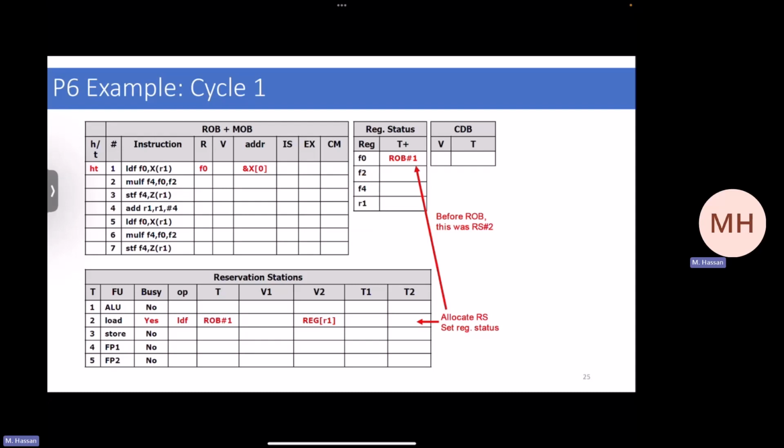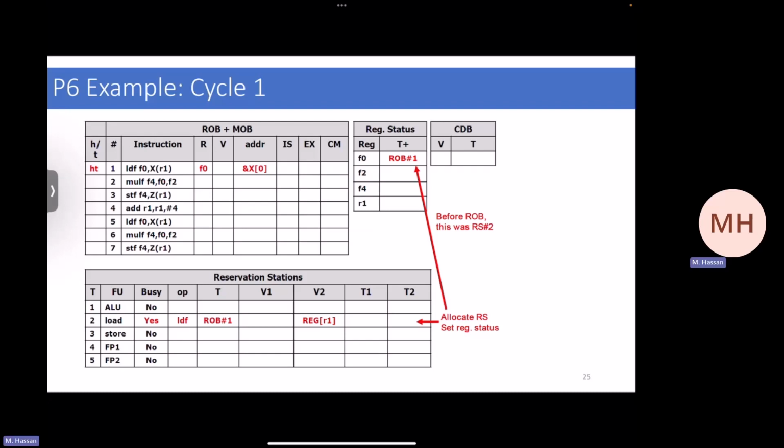Cycle 2, the load is moving forward into the... yeah, please. Oh, this one? I will come to it. Yeah, thank you. Good. Then, in cycle 2, the load is in fact issued, while the multiplication can be dispatched.